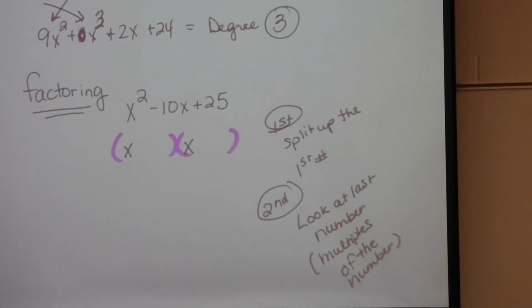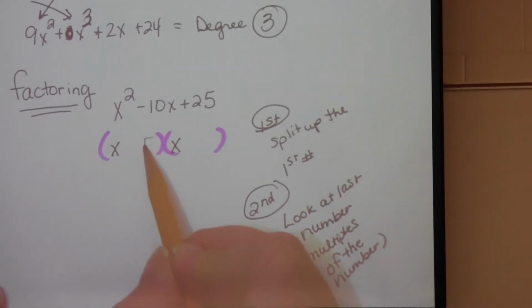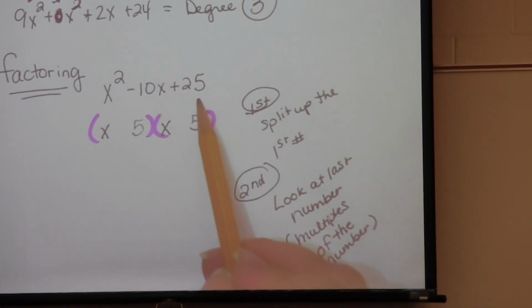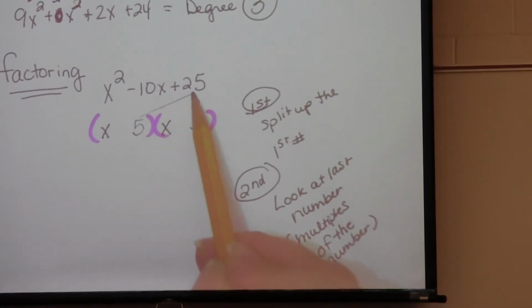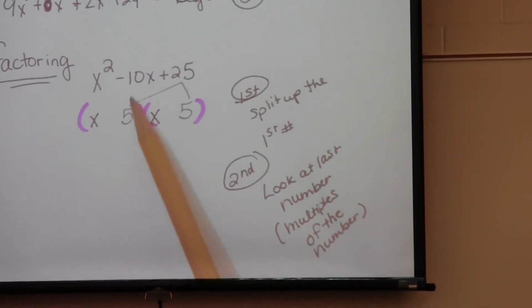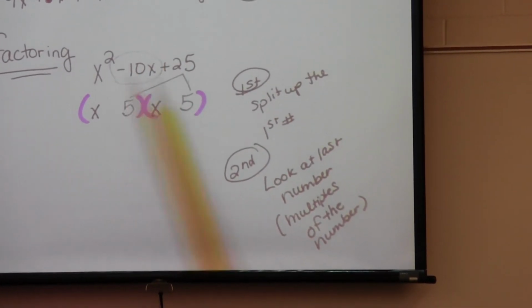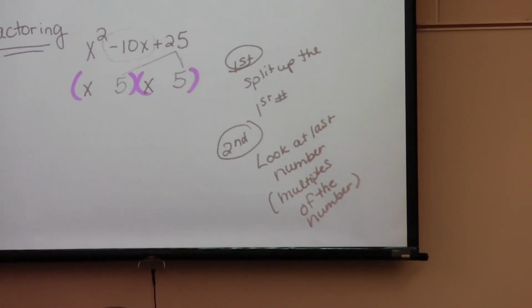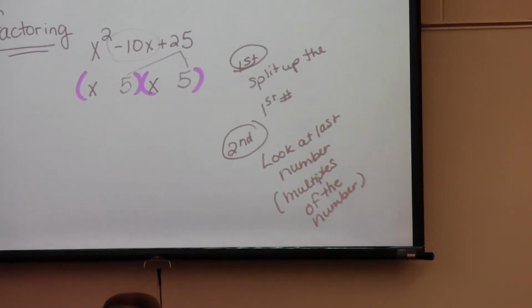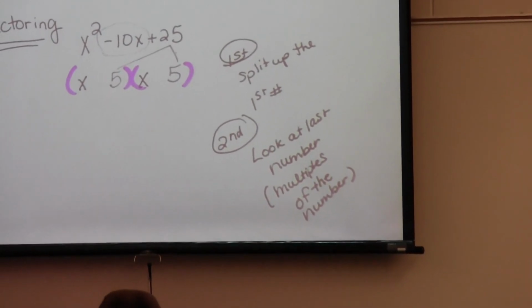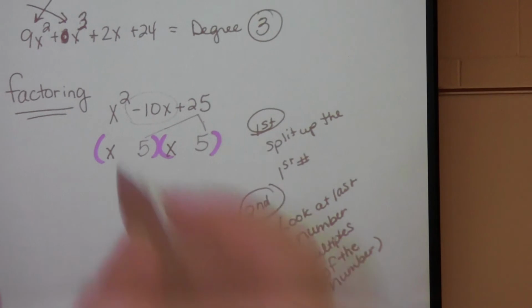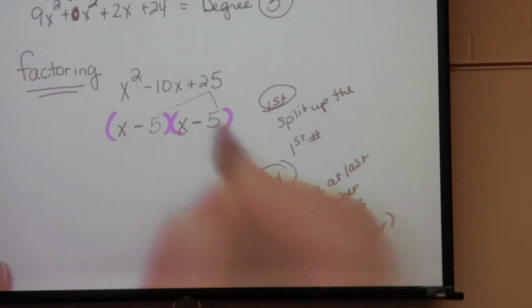I'm going to try it in pencil just in case it's wrong. If I put a 5 and a 5 here, 5 times 5 is going to give me 25, yes? Yes. Absolutely. But I need to somehow add those two numbers up, because this is add, and give me negative 10. Can I add 5 and 5 and get negative 10? Mm-hmm. If they were negative 5s, I could, right? Yeah. So that just means that I need to put a negative sign here and here.